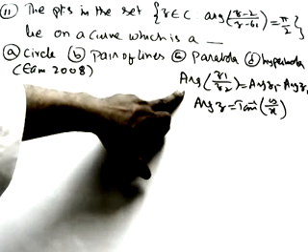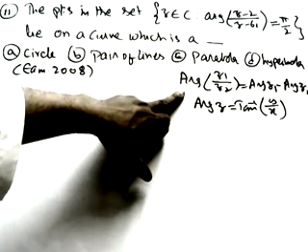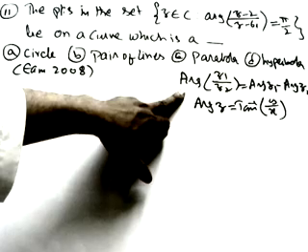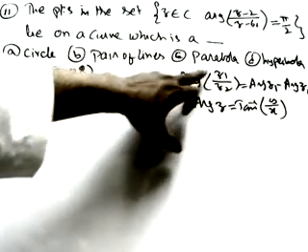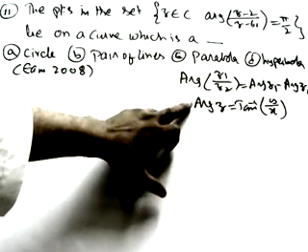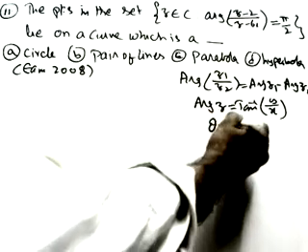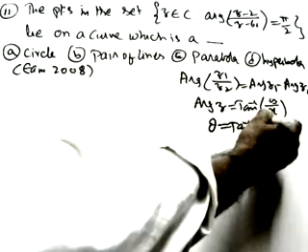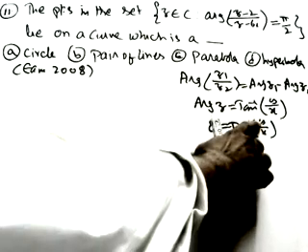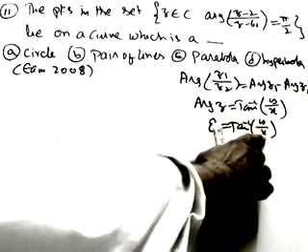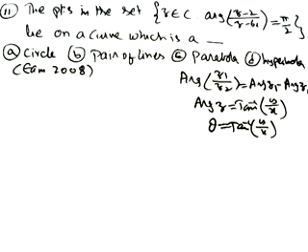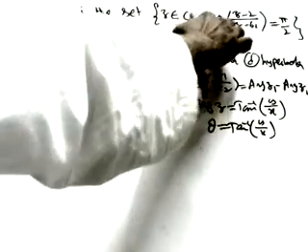Before going to the question, we realize what is the argument of z1 by z2. We have the formula: argument of z1 by z2 is argument of z1 minus argument of z2. What does argument of z mean? It is the angle theta. Its formula is tan inverse y by x. Y means the coefficient of the imaginary part. X means the real part of the complex number.